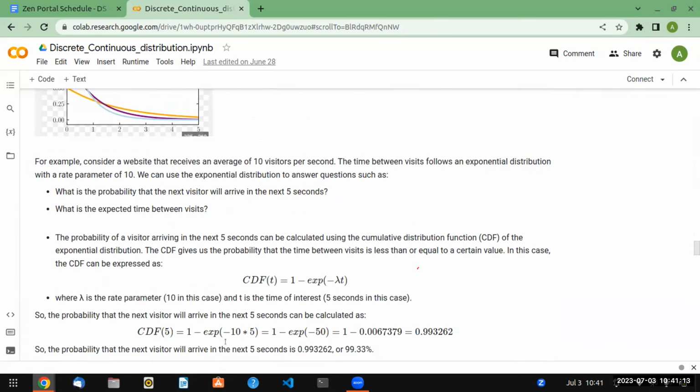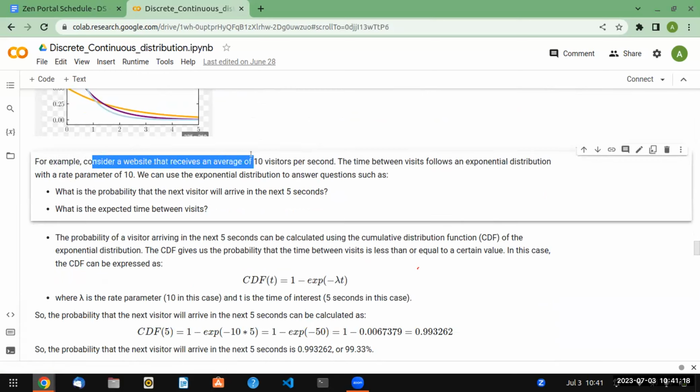Now, one question for you guys to understand. For example, consider a website that receives an average of 10 visitors per second. Now, can you tell me what this means? This is lambda. Why? Average of 10 visitors per second is the inverse of time, right? Now, looking at this question, you can say lambda is equal to 10.